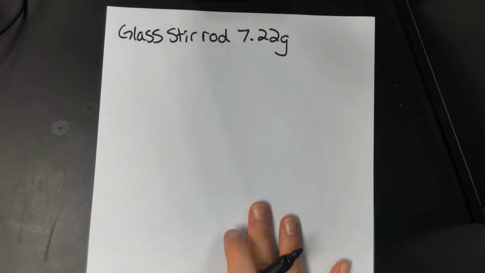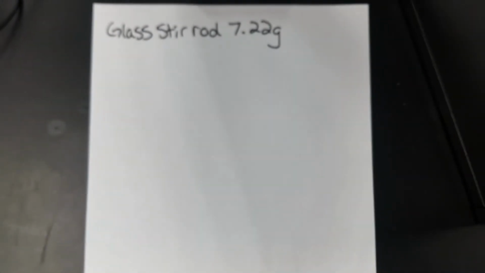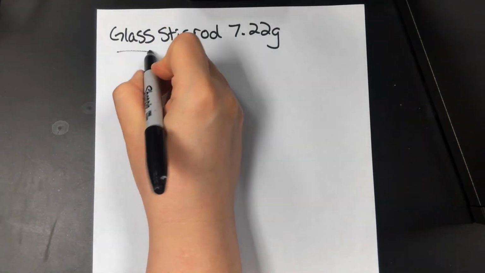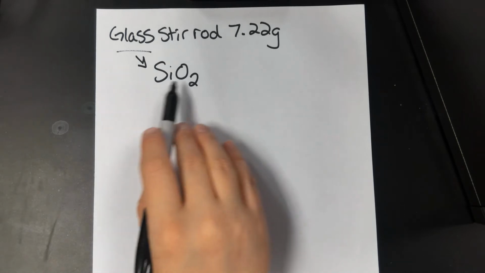So I need to convert this to moles, according to their assignment. I need to find the molar mass of silicon dioxide. Remember the last time we found the molar mass of aluminum, and it just happened to be the molar mass of aluminum. But they tell me here glass is made of silicon dioxide. So that means 1 silicon and 2 oxygens.